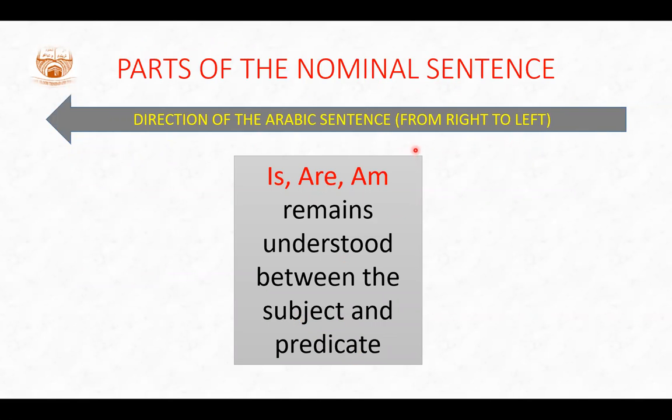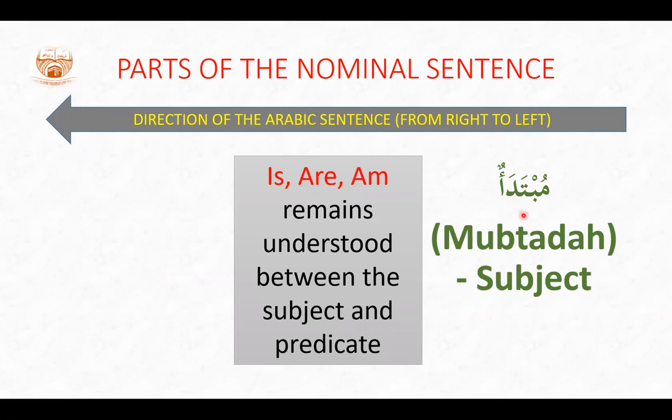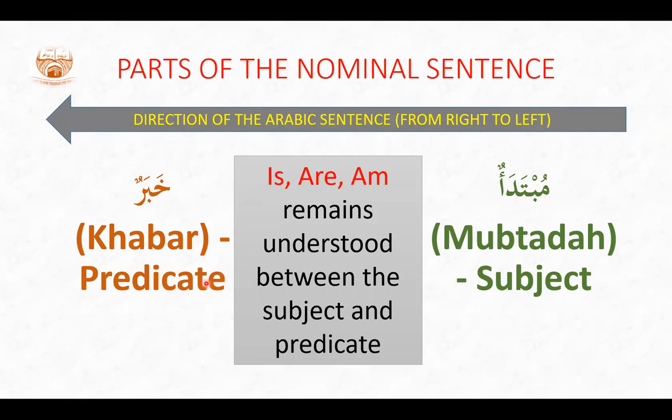Moving on again. We mentioned with respect to the nominal sentence, is, am, are remains understood between the subject and the predicate. What is the subject and what is the predicate? Simple. What came before the is, am, are is called the subject or the mubtada of the nominal sentence. Let me say that again. What comes before the is, am, are is considered to be mubtadaun. That is the Arabic term. Mubtada, everyone say that. Mubtada. And that is known as the subject of the nominal sentence. And what comes after the is, am, are is called the khabar, or the predicate of the nominal sentence.